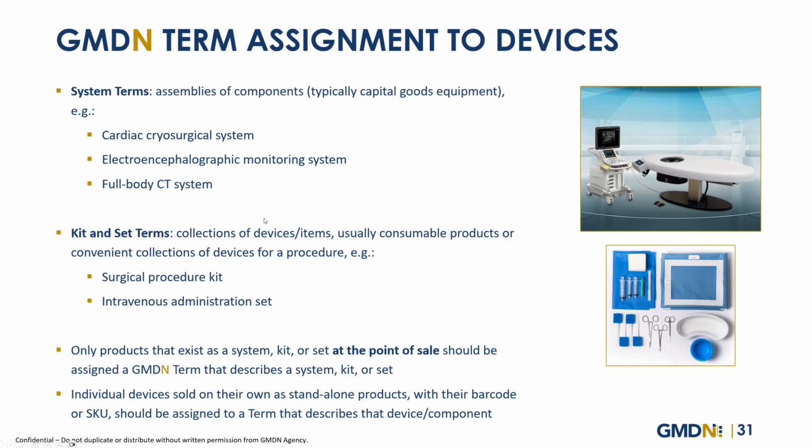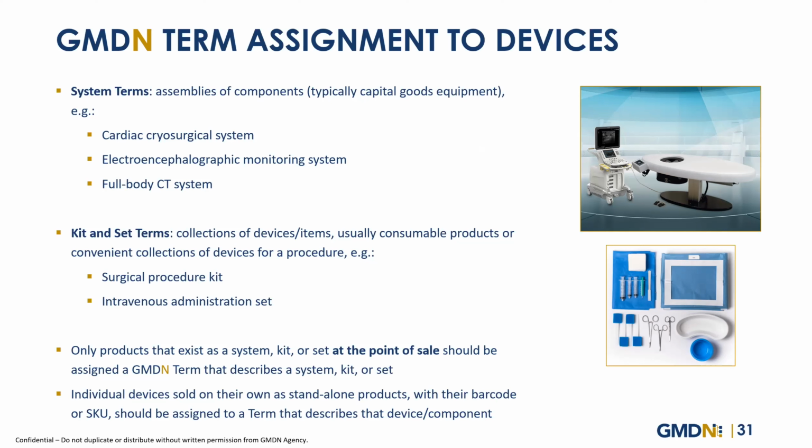So, as I mentioned, only products that exist as a system, kit, or set at the point of sale under one product code should be assigned to the GMDN term that describes that system, kit, or set. But there are cases where these components are supplied individually, so not as a complete system. In that case, these individual components should be assigned to the respective component term, the term that describes that component, not to the complete system term. I'll go on with an illustration of this.